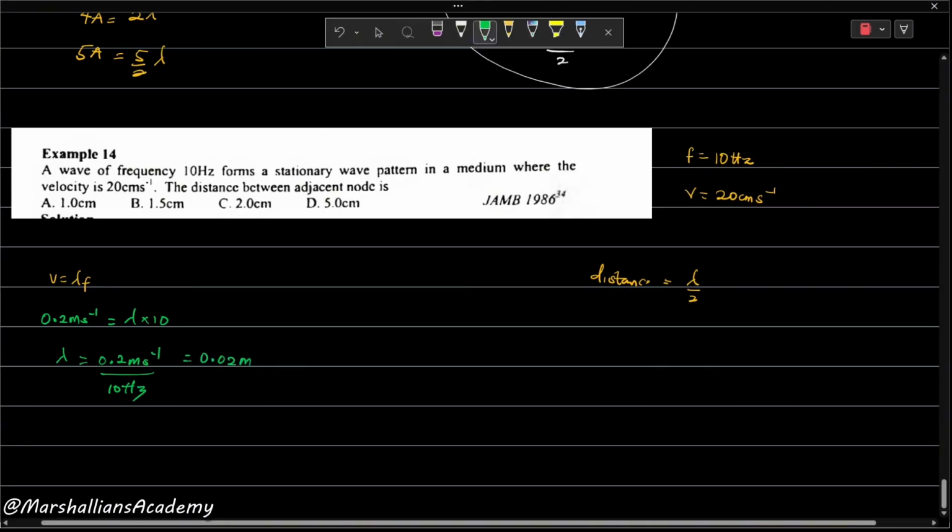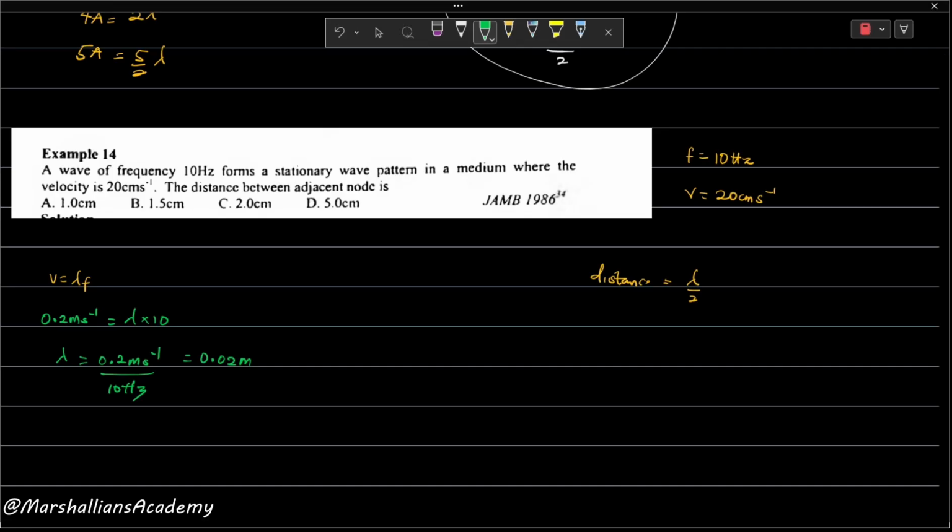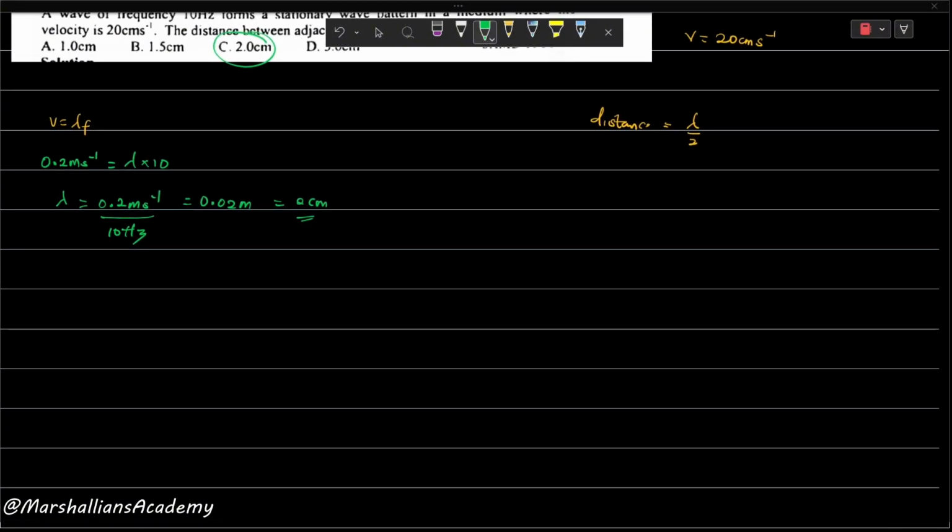0.02 meters. Now I have to just convert my answer from meter to centimeter. From meter to centimeter, you multiply by 100. Therefore, this is the same as saying 2 centimeter. Option C. Very easy. Let's see if you could solve another question very fast.